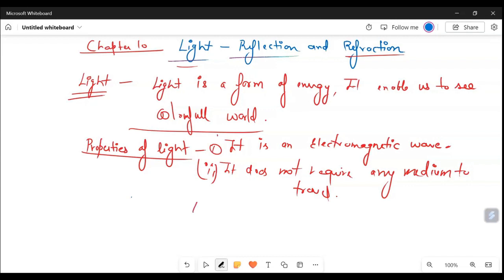What about the third one? You can say that light, when it is coming from an object, always travels in a straight line. Light always travels in a straight line.